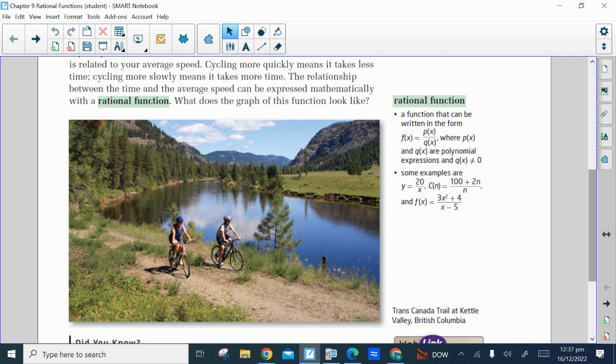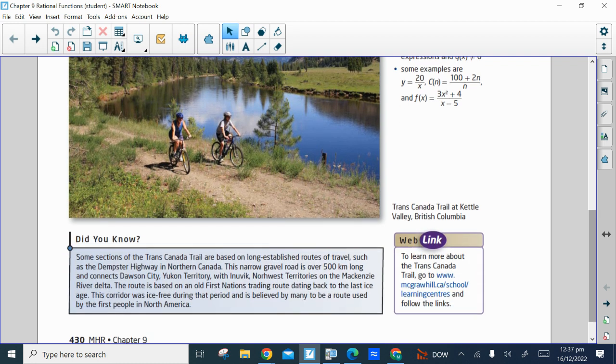So some examples are y = 20 over x, or c(n) = (100 + 2n) all over n, or (3x squared + 4) all over (x - 5). So those are examples of rational functions. You've got a rational expression, meaning a numerator and a denominator, and at least one of those is a polynomial.